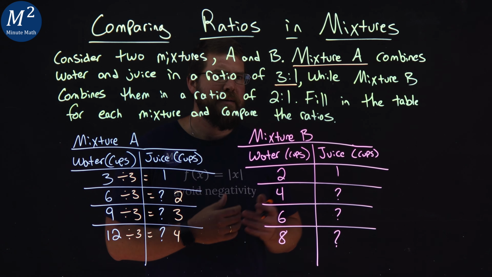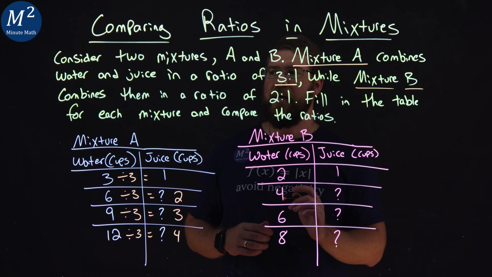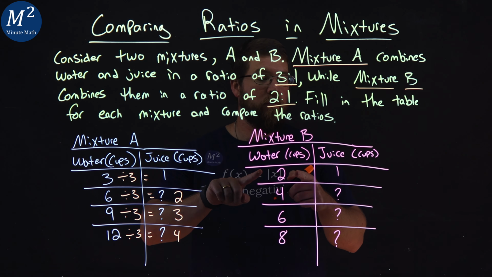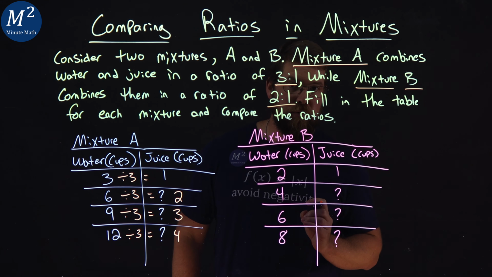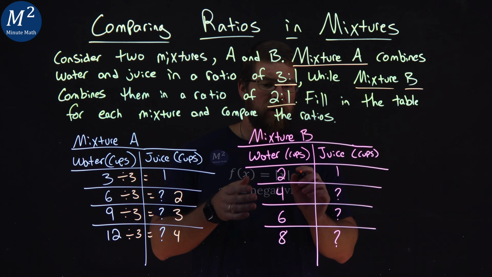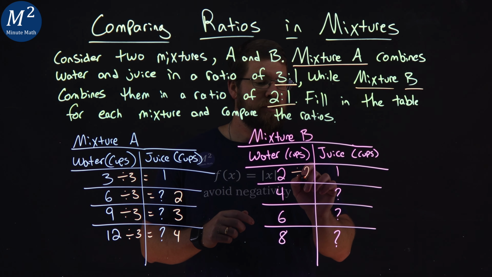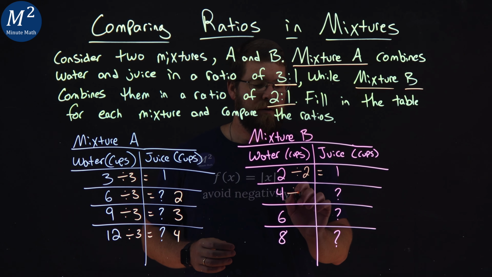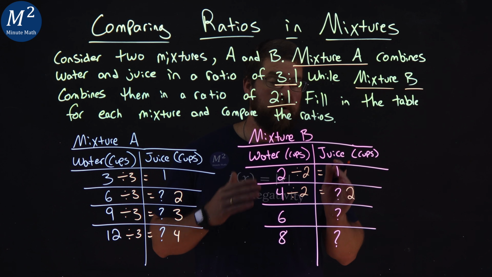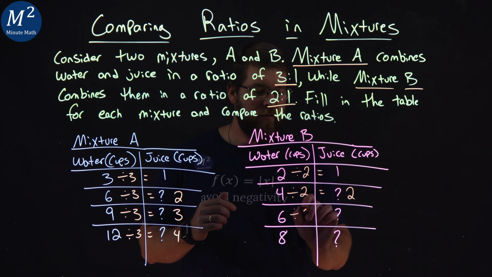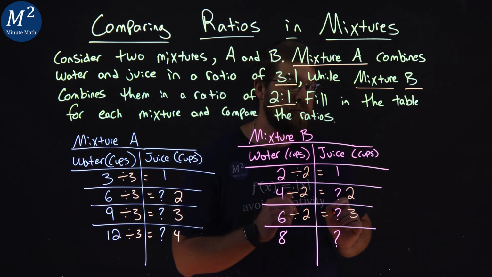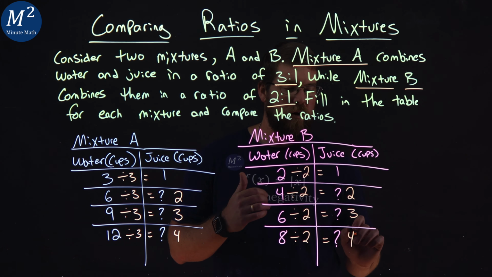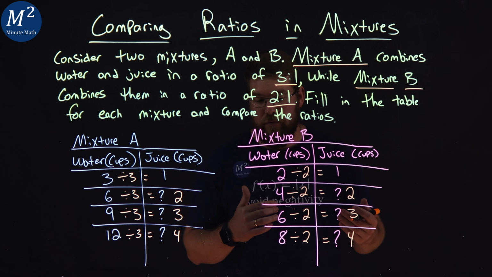Now our mixture B has a different ratio. Mixture B here has a ratio of 2:1. So for every 2 cups of water, we have 1 cup of juice. And essentially here, we're taking our cups of water, dividing it by 2 to get how many cups of juice we need. So 4 cups of water divided by 2 gives us 2 cups of juice. 6 cups of water divided by 2 gives us 3 cups of juice. And 8 cups of water divided by 2 gives us 4 cups of juice.